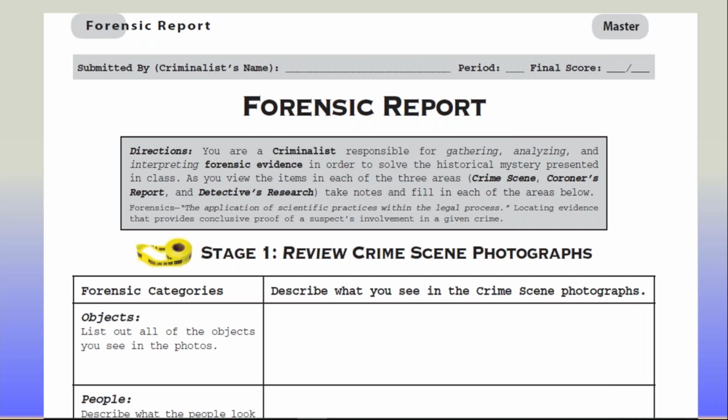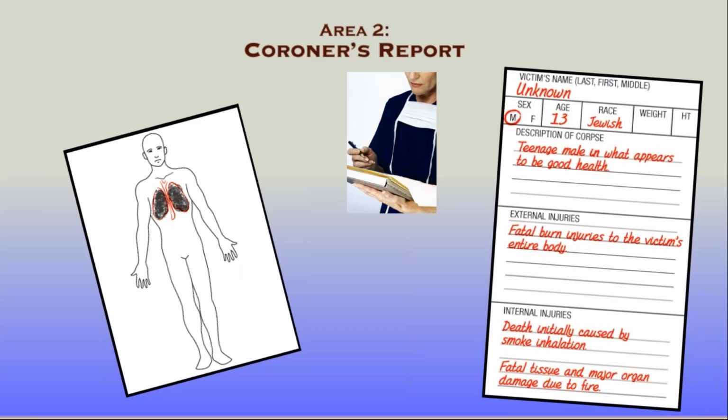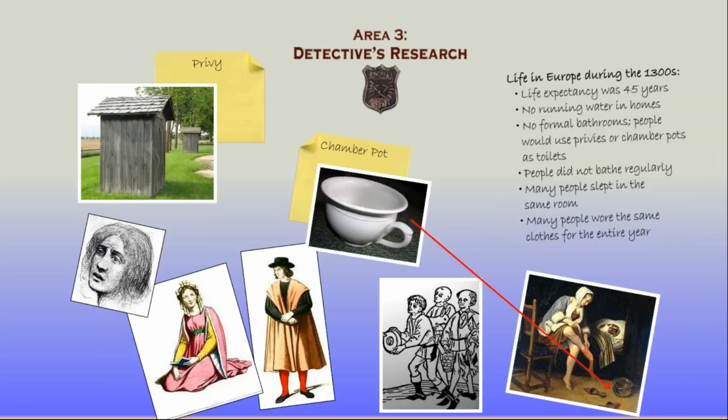Here's some examples of what those look like from this particular lesson. So you see the coroner's report there. You're going to find out that this is someone who died during the plague. So all this is provided with the lesson. This is one example of one of the slides that go with the detective's research. So you'll see some pictures and you'll see some content that's already put together for the students. So they are writing that on their forensic analysis sheet.